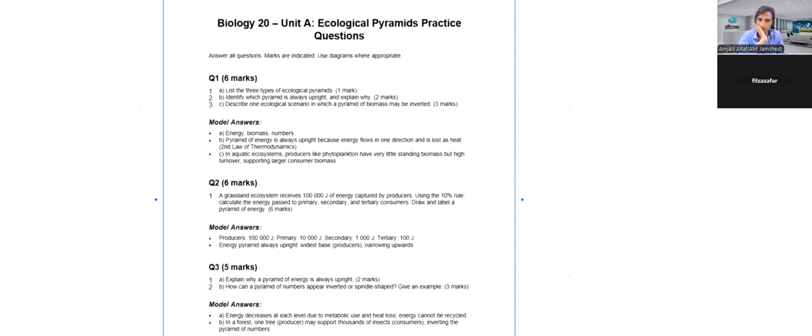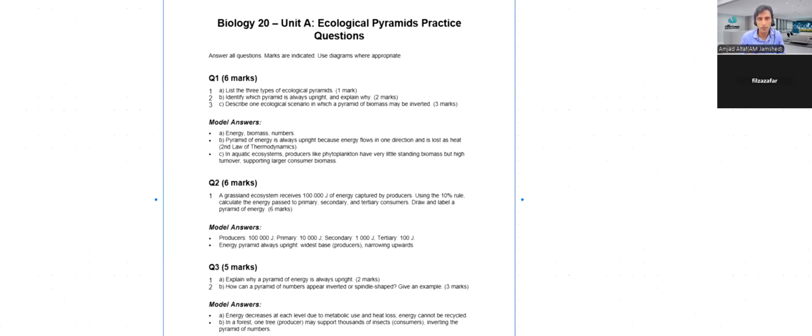It's a pyramid of energy. I told you already, pyramid of energy can never be inverted. But yes, pyramid of number can be inverted, pyramid of biomass can be inverted. It depends on the ecosystem in which we are working. So pyramid of energy is always upright.